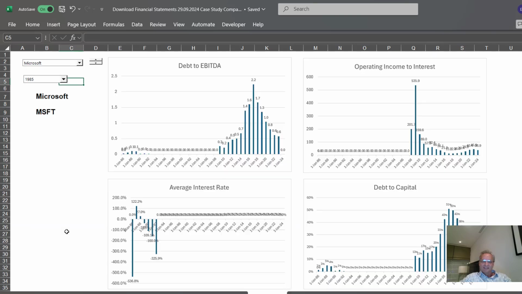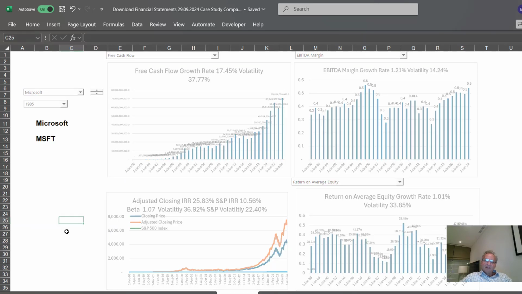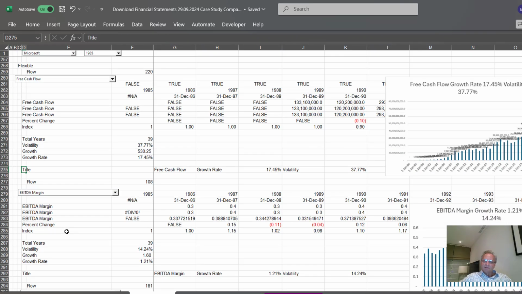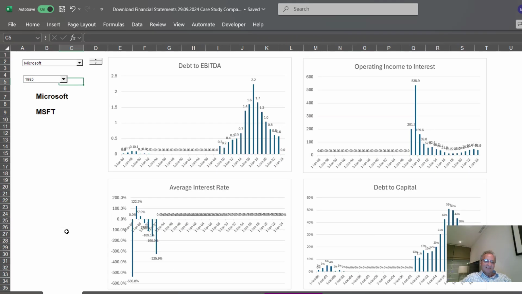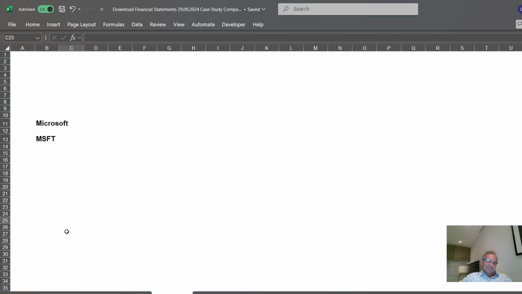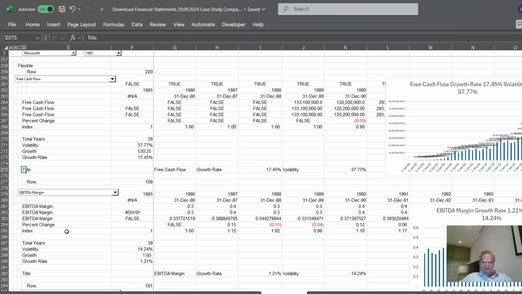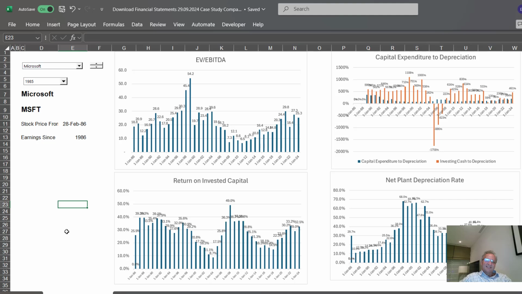Whoops. This goes through some of the technical details of how I did all this stuff. And where's my growth? I didn't put the growth one in here. Sorry about that. This one I've been changing things in the middle. Okay, that's enough. Let's close this file. Okay.